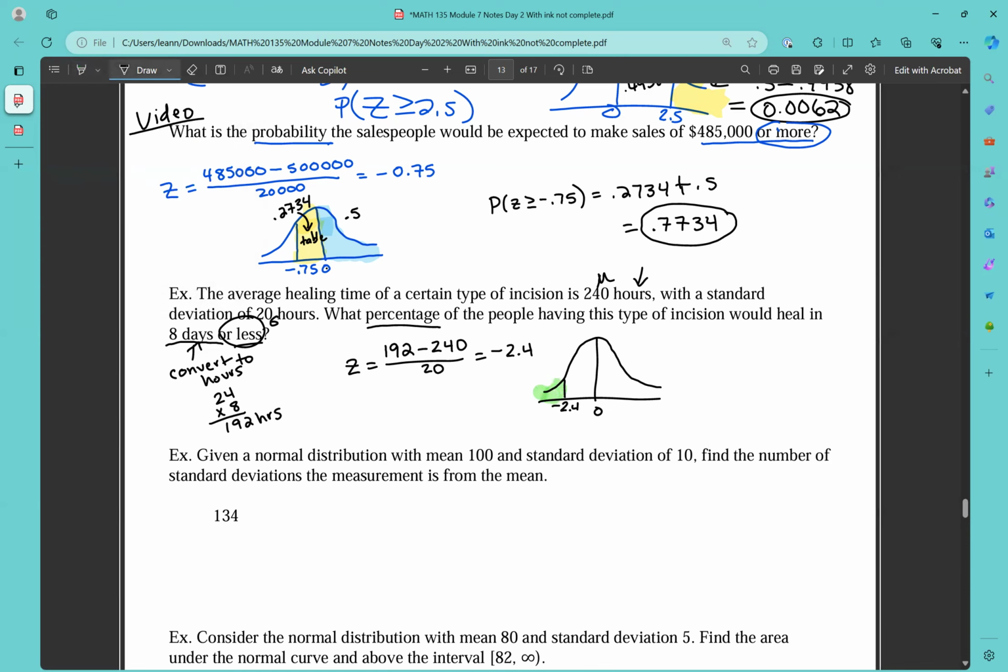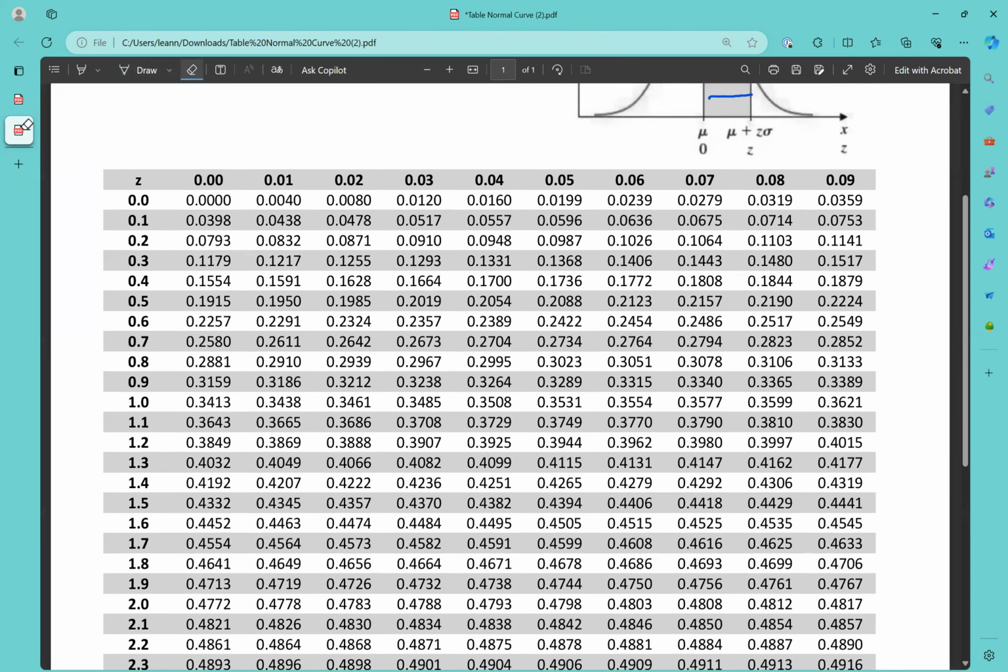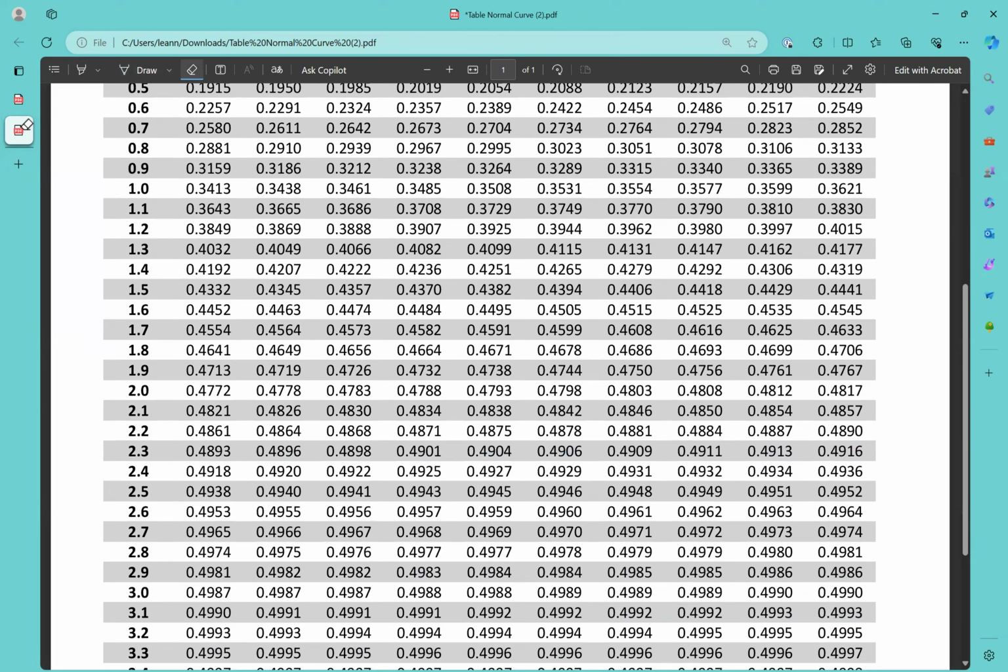So when you're looking for a tail, remember the table is going to give you this. It's going to tell you 0 to negative 2.4. So we will need to do the fact that the whole half over here is 0.5. We're going to need to do 0.5 minus the table value to find that tail. Okay. So let's go and look up 2.4. Again, it doesn't matter if it's positive or negative as long as you're measuring from 0. Those are symmetrical areas. So 2.40, so that would be the first column, is 0.4918.